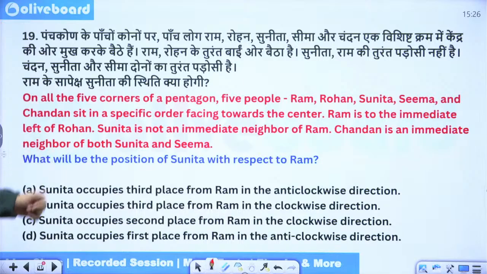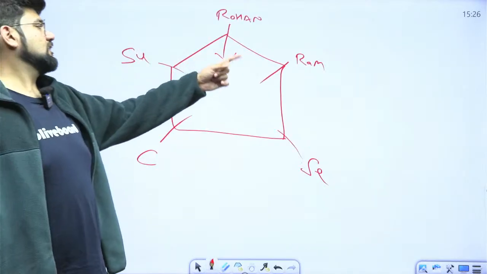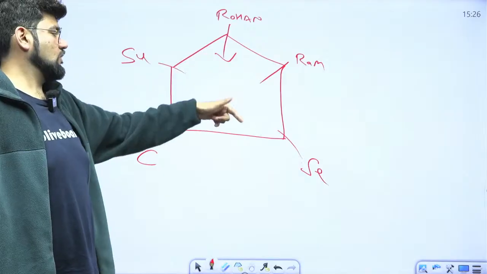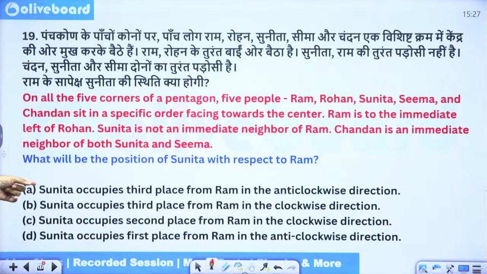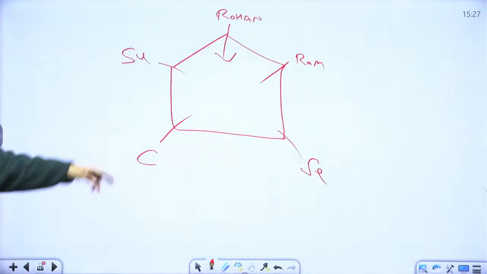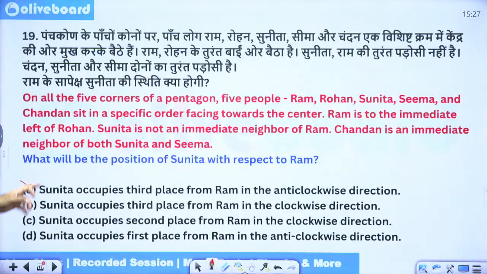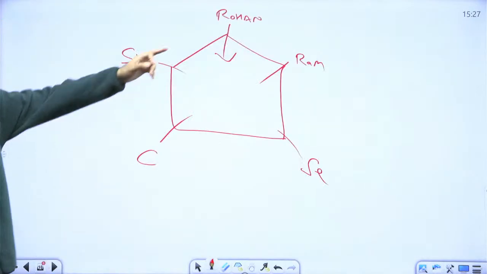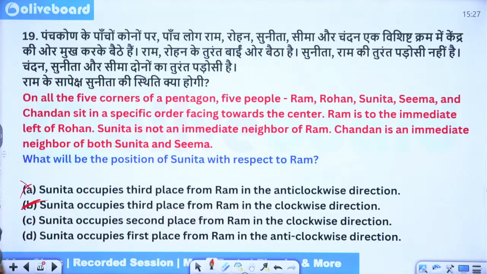What will be the position of Sunita with respect to Ram? With respect to Ram, what is the position of Sunita? It's either 1, 2, second to the right, or 1, 2, 3, third to the left. Second to the right. Oh, okay, this is a different thing. Sunita occupies third place from Ram in the anti-clockwise direction. Third place of Ram, no, she does not. Third place from Ram in the clockwise direction. Yes, 1, 2, 3, correct. So option B is the right answer. Okay.